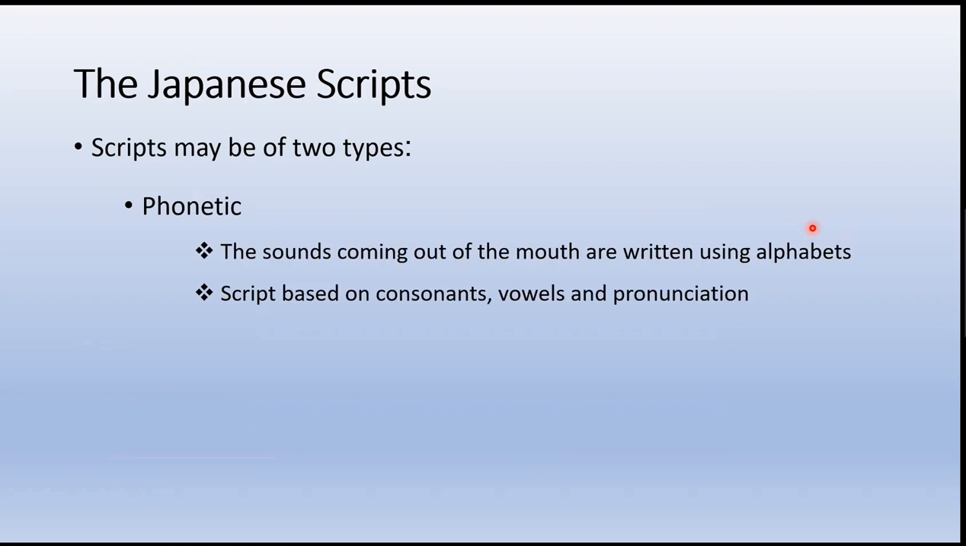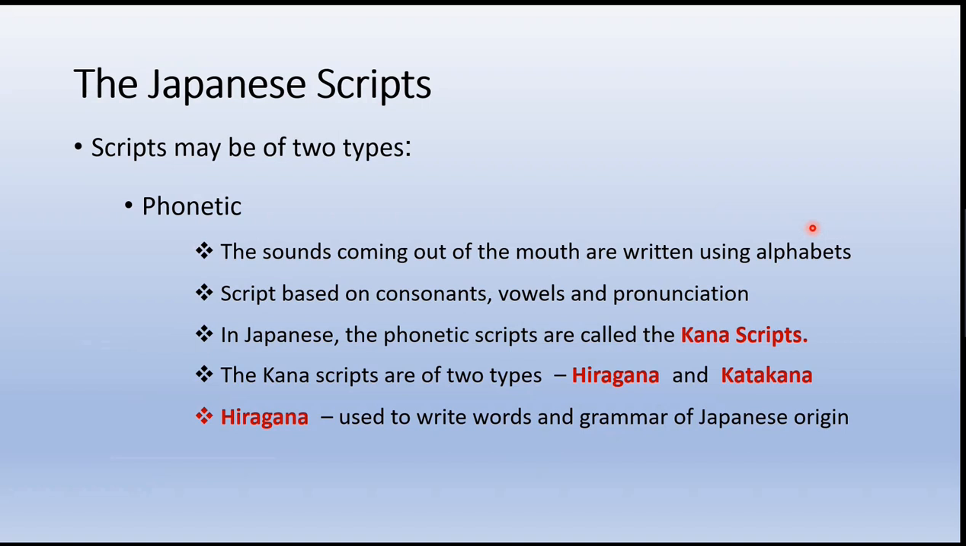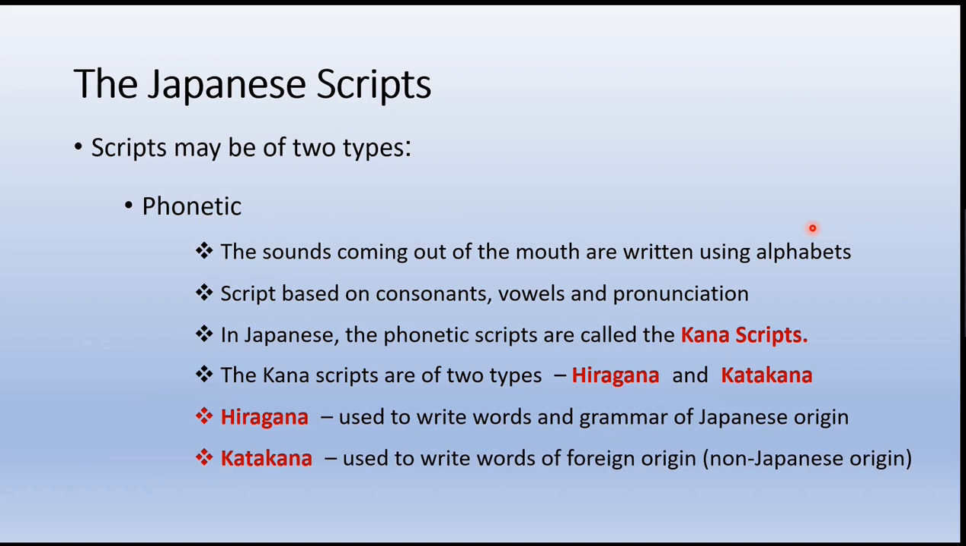Phonetic. What is a phonetic script? In a phonetic script, the sounds coming out of the mouth are written using alphabets, and the script is based on consonants, vowels, and their pronunciation. In Japanese, the phonetic scripts are called the kana scripts. The kana scripts are again divided into two categories, hiragana and katakana. While hiragana script is used to write words and grammar of Japanese origin, the katakana script is used to write words of foreign origin. That is, the words that have been imported from foreign languages into Japanese.